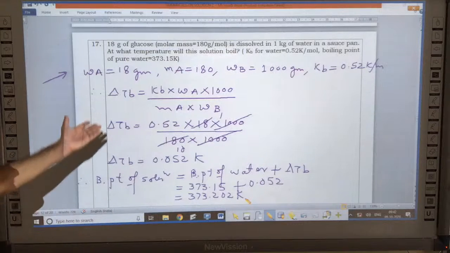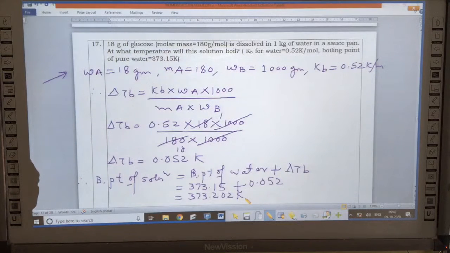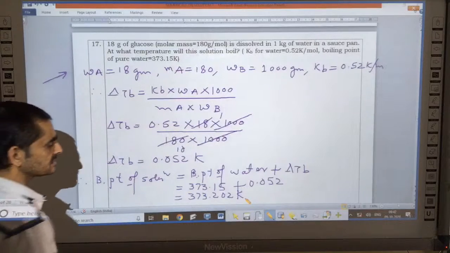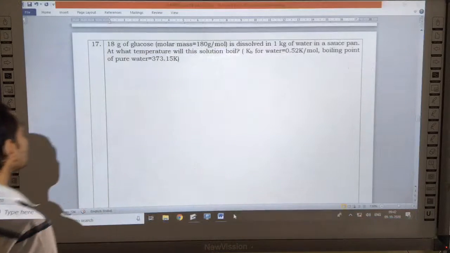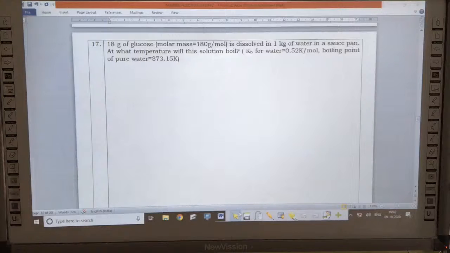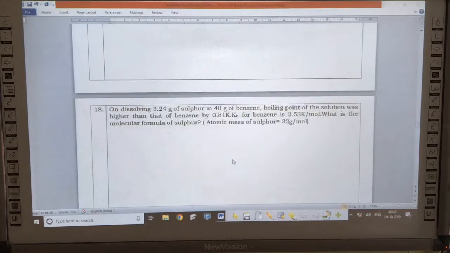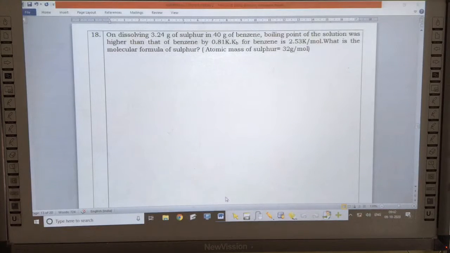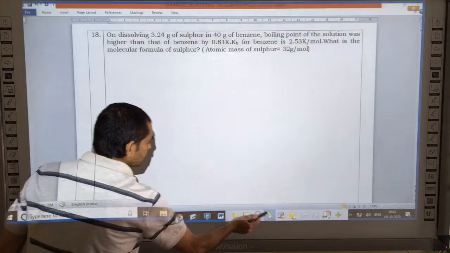Understood? It is a very simple question. We have to calculate the boiling point of solution. Clear? Now let us move on to our next part. Next question, question number 18. Some of the questions are very simple. Now this is the next question for you.